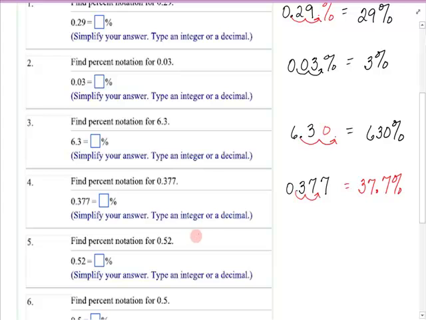All right, and I'm going to scoot in here and do the problems. I have 0.52. Move the decimal 1, 2 places to the right, add a percent sign. This will be 52%.